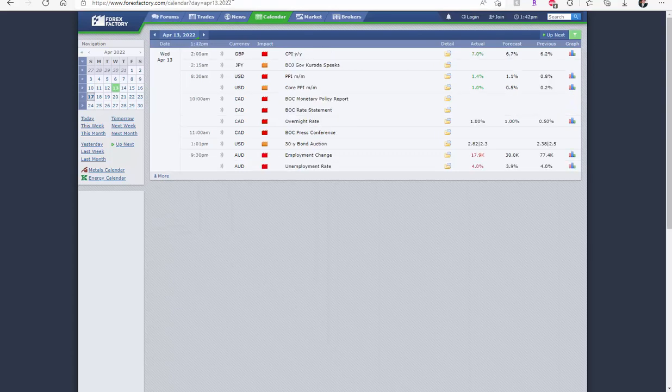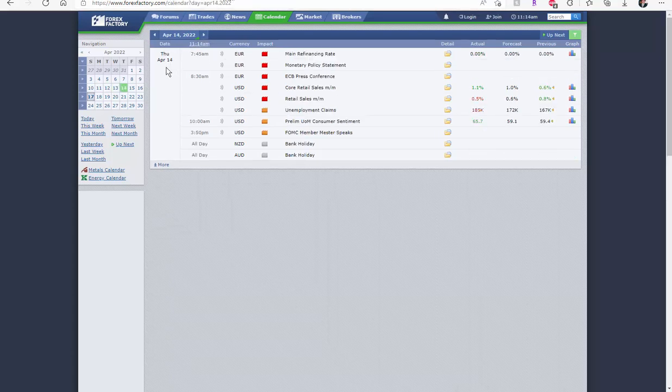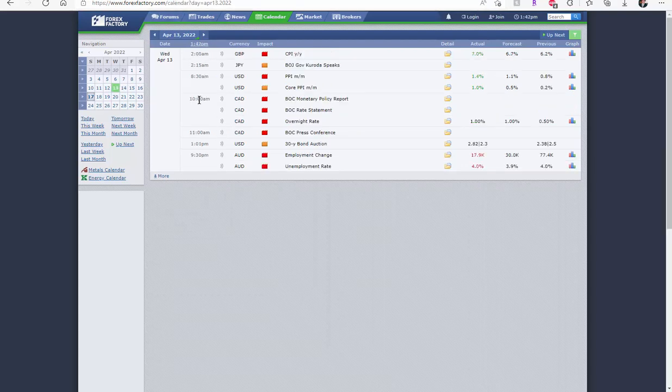First one was Wednesday the 13th. The second one is Thursday the 14th for core retail sales. 8:30 is this one and the other one is at 10 a.m., the Bank of Canada rate. This will move the market at least 95% of the time. Nothing is 100%, but bank rates and rate statements are very strong news and the market will move.